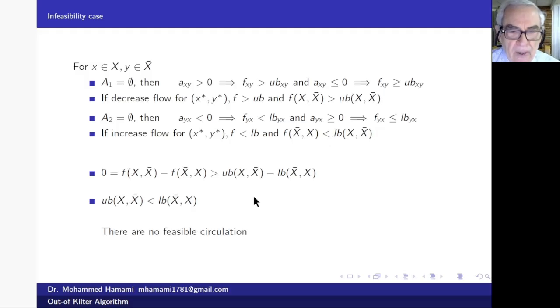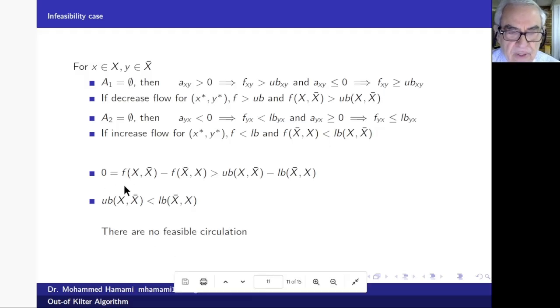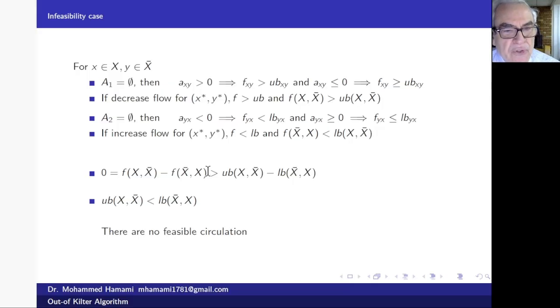Okay, now we are ready to prove that the problem is infeasible. First of all, f is a circulation. Remember, we always keep f as a circulation. So the flow from x to x bar must equal the flow coming back from x bar to x. So this relation holds for any circulation f.